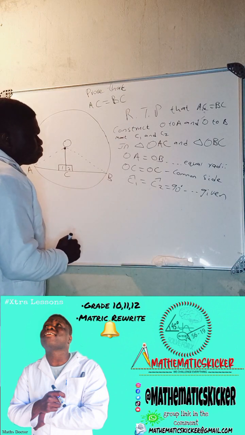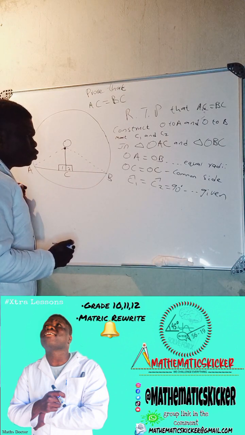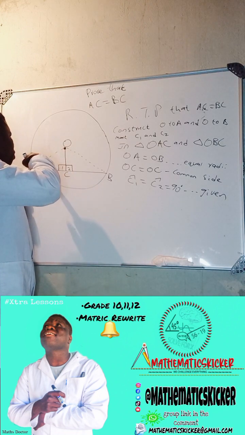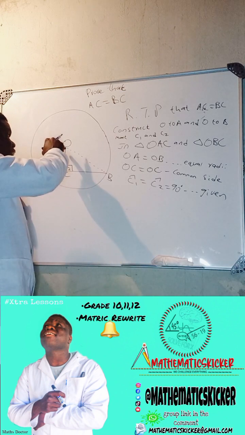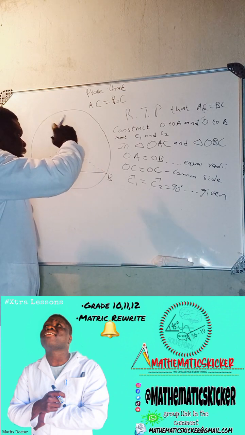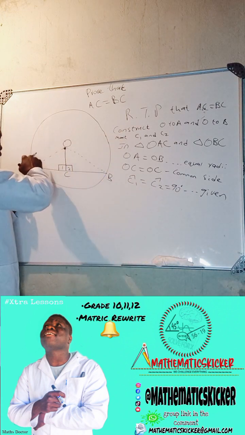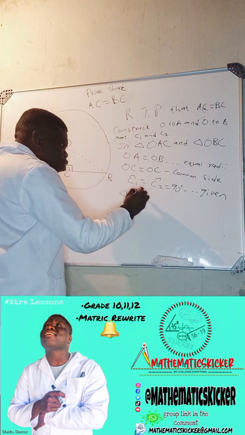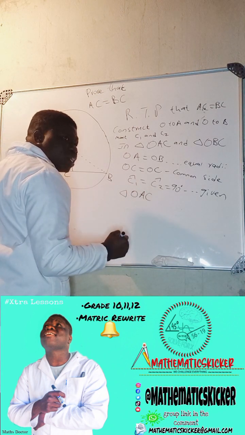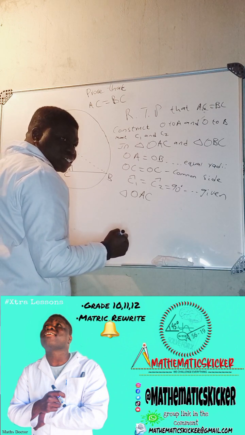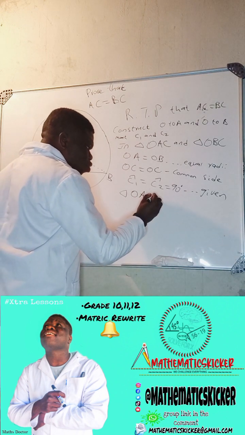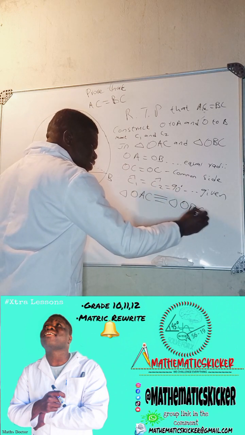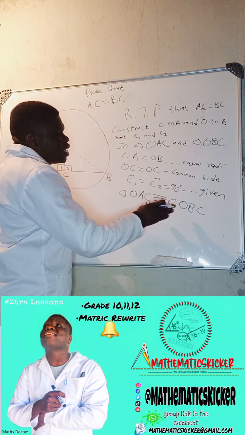Right, in this case, we can conclude by saying that triangle OAC, check the way I pick it, triangle OAC and triangle OBC. We can say triangle OAC is congruent to triangle OBC.